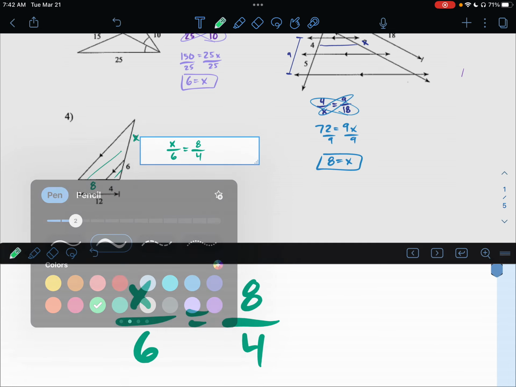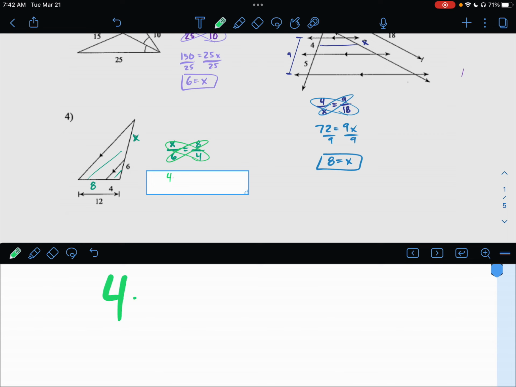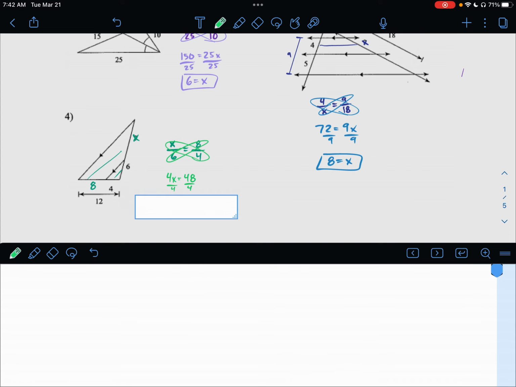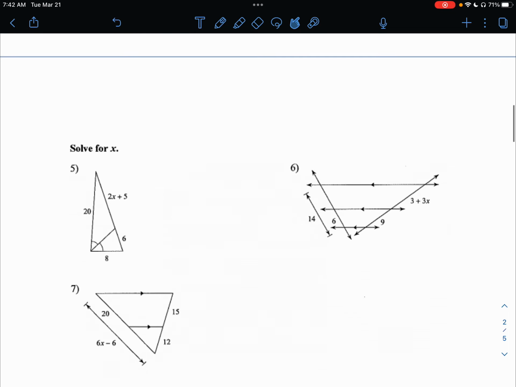From here, we can just cross multiply and solve. So I cross multiply there. I get 4x equals 48. Divide both sides by 4. And we get x is going to equal 12. And that's how to do number 4 and those first 4, I guess. All right, next, got number 5.